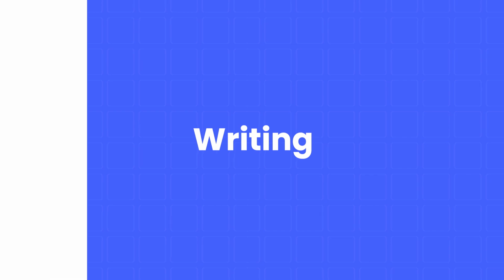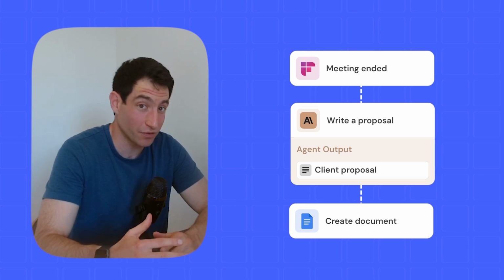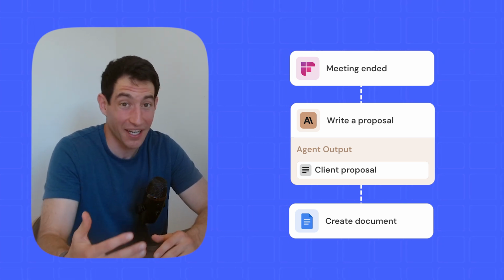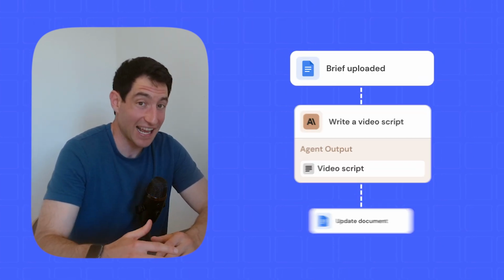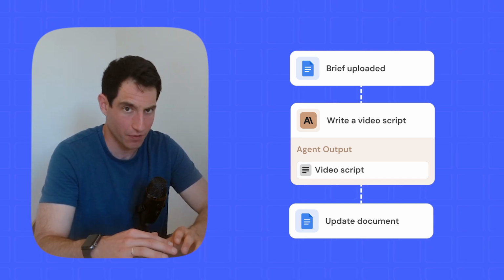The fourth thing AI is good at is writing. You could ask AI to write a social post for you based on a content idea you had. You could ask AI to draft a proposal for a client based on the transcript of a kickoff meeting you had with them. You could ask AI to write a full video script based on a brief that you've outlined.